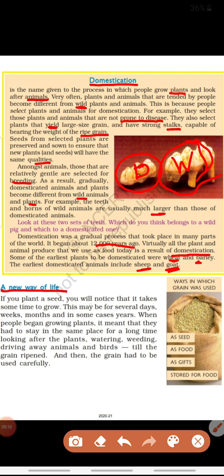If you plant a seed, you will notice that it takes some time to grow. This may be for several days, weeks, months, and in some cases years. So if you sow a seed, it will take a week or months or even a year to grow. When people began growing plants, it meant that they had to stay in the same place for a long time, looking after the plants, watering, weeding, driving away animals and birds till the grain ripened, and then the grain had to be used carefully.